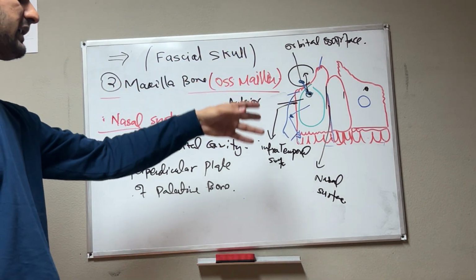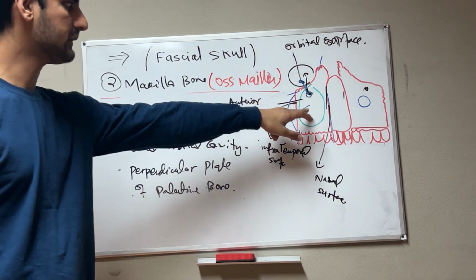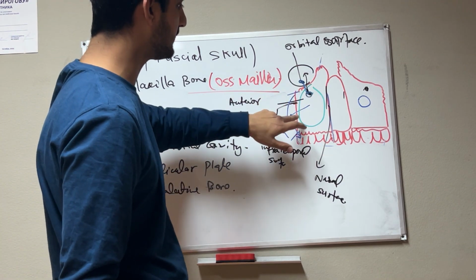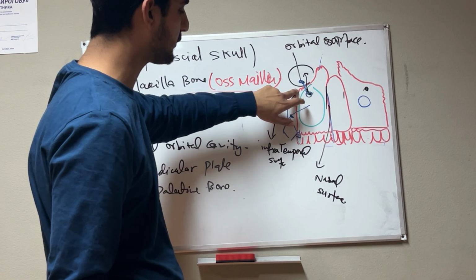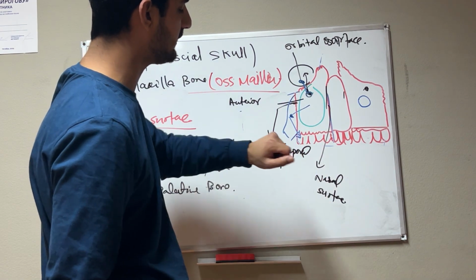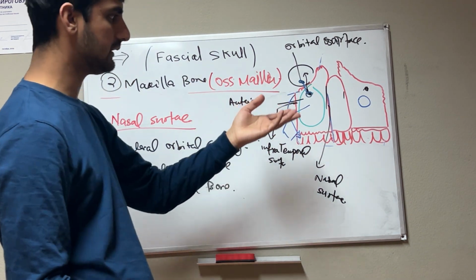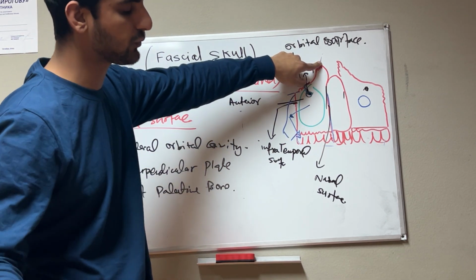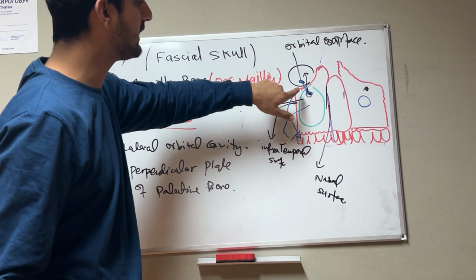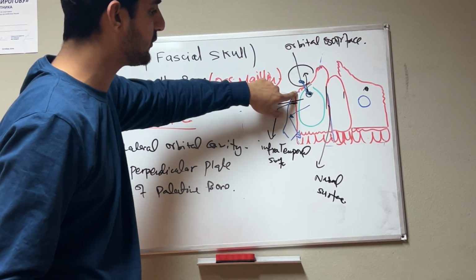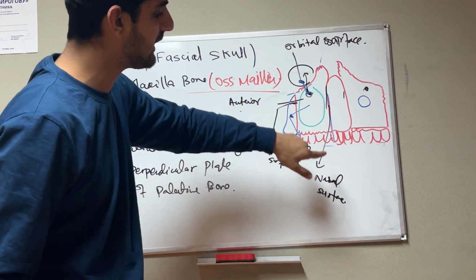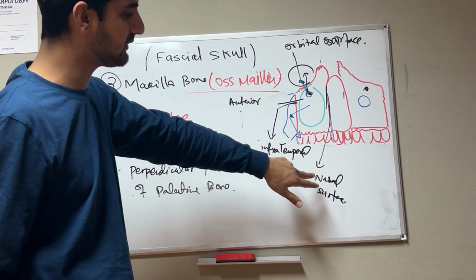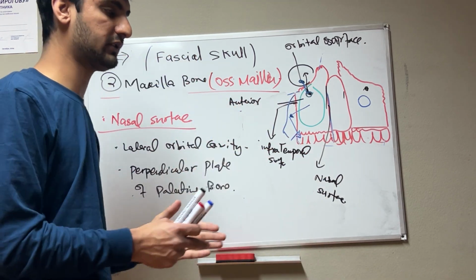These are the parts of the maxilla bone we discussed. First, the maxilla is a paired bone. We have the body, and the body has processes. This is the frontal process, this is the zygomatic process, this is the alveolar process, and this is the palatine process. Sorry, I will repeat again. We have the frontal process of the maxilla, the zygomatic process, the alveolar process, and the palatine process of the maxilla. These are the processes and the body.